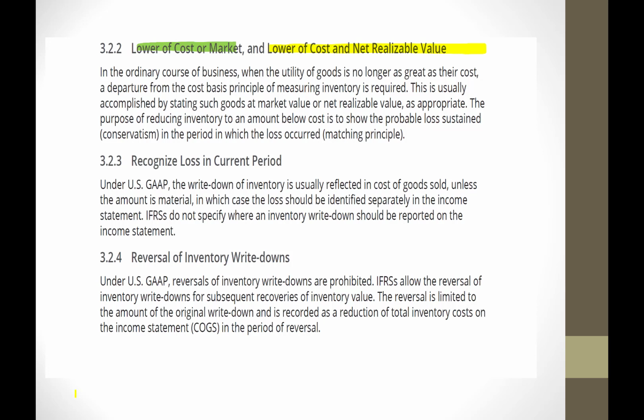So they tell us that if there's a write down, it is usually reflected in the cost of goods sold. So if I write down, I credit the inventory and debit the cost of goods sold. I'm doing this because the market value of the inventory has fallen below the cost, and I have to write it down. Now, they say unless the amount is material, in which case the loss should be specifically identified on the income statement. Now it's one of those significant line items that we're going to call out. We'd have it up in the operating section, but we'd call it out.